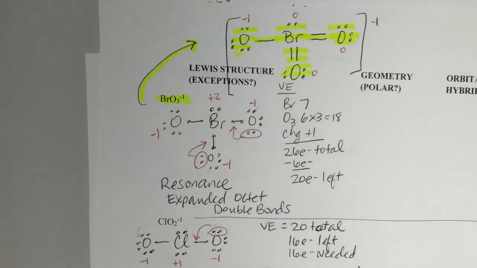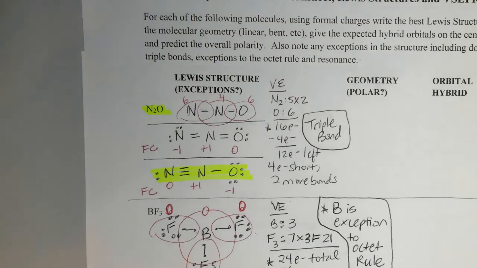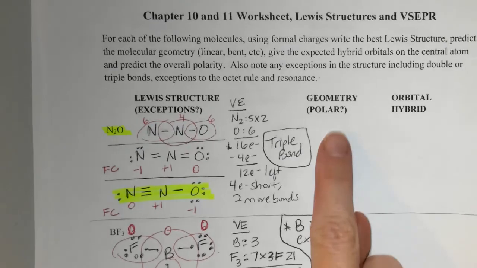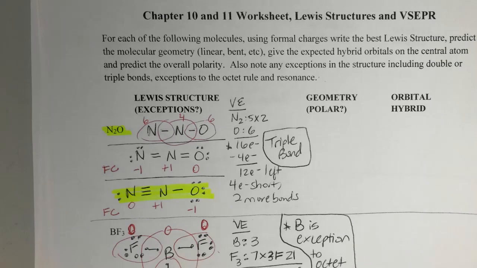All right, so we looked at all of these things, Lewis structures, in this video. In the next video for chapter 11, we're going to start assigning the geometries and looking at the orbital hybridization.